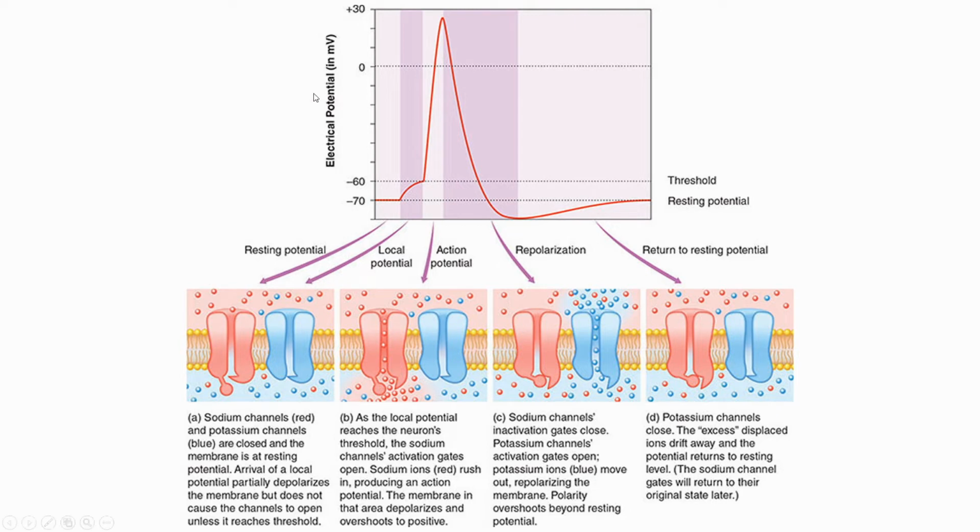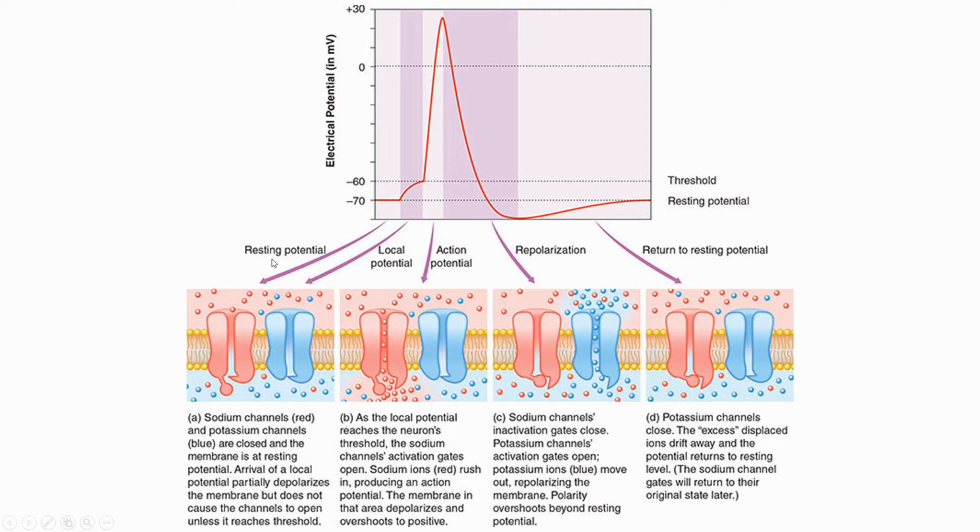And on that note, I've actually borrowed an image from a different one of my psychology textbooks because it does a really good job of breaking down what's happening at each of these stages in the action potential chart with what's happening at the level of our ion channels.